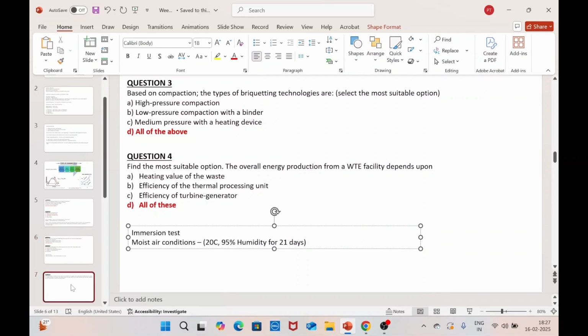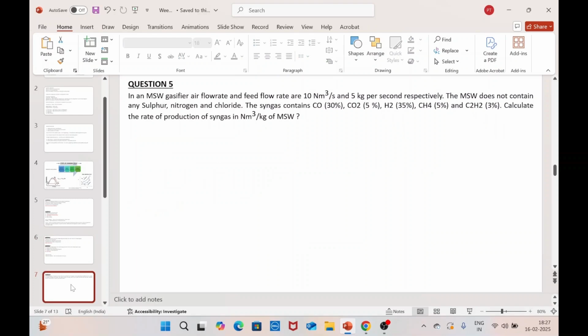So now let's move on to the question. Question number 5. It's a very simple question. In a municipal solid waste gasifier, air flow rate is given as 10 Newton meter cube per second and feed flow rate is 5 kg per second.